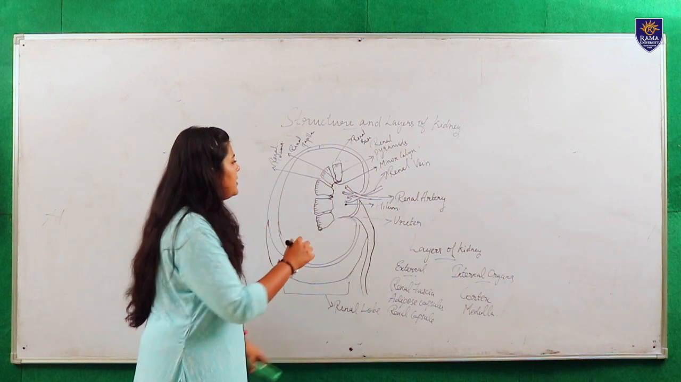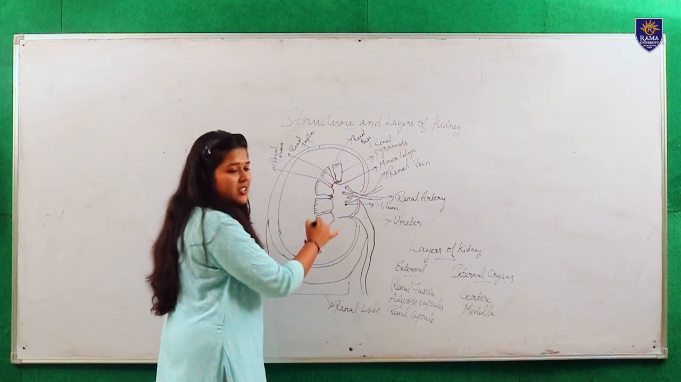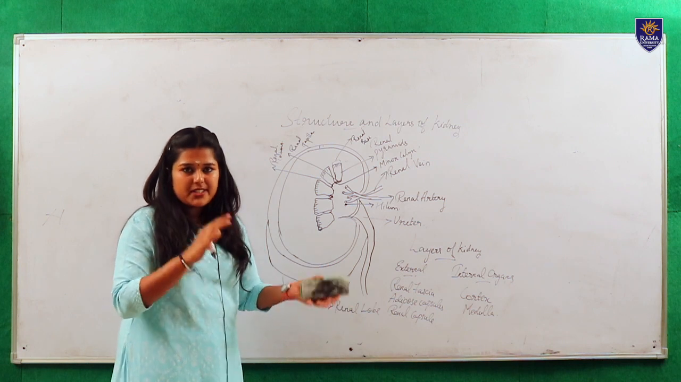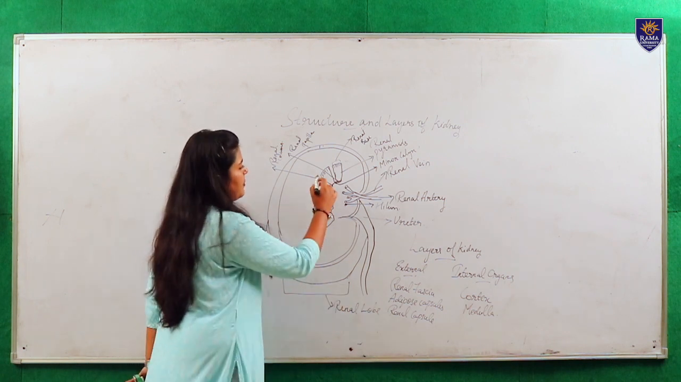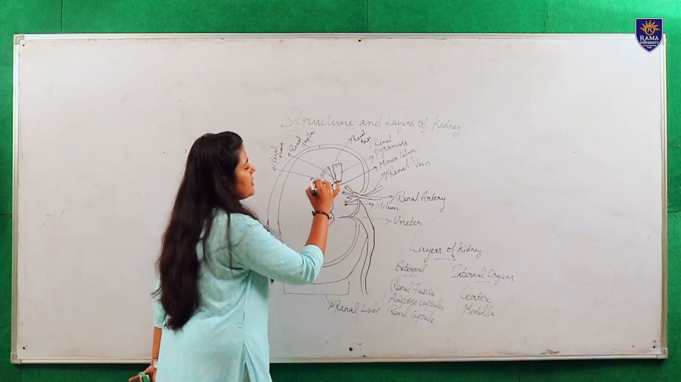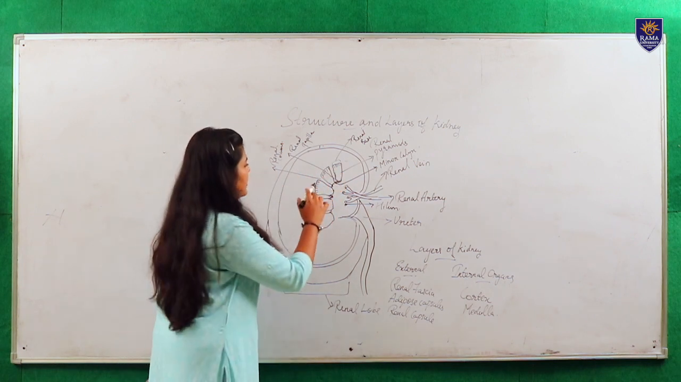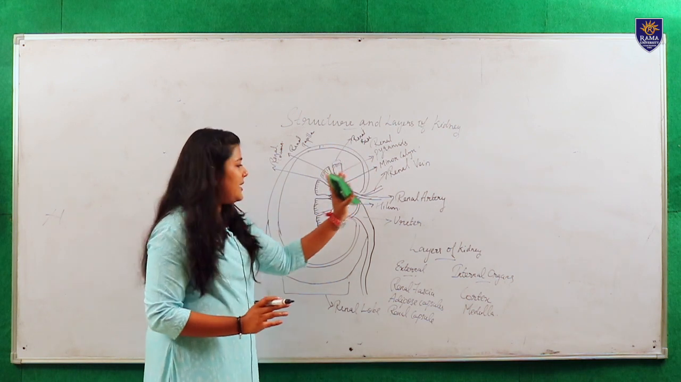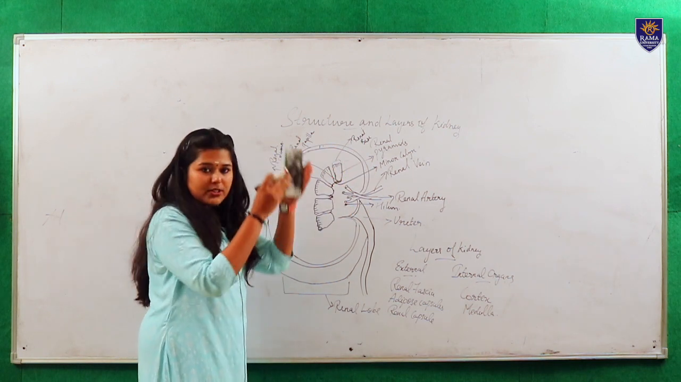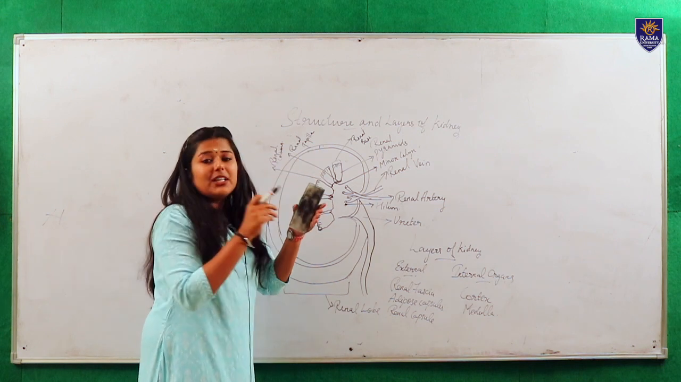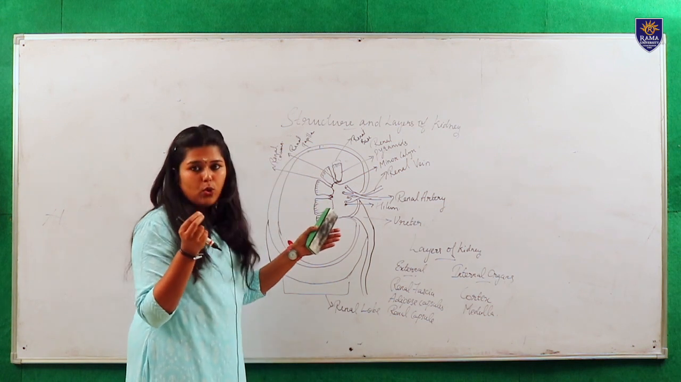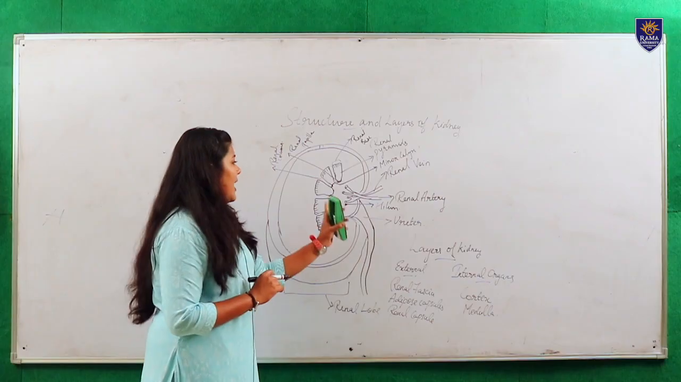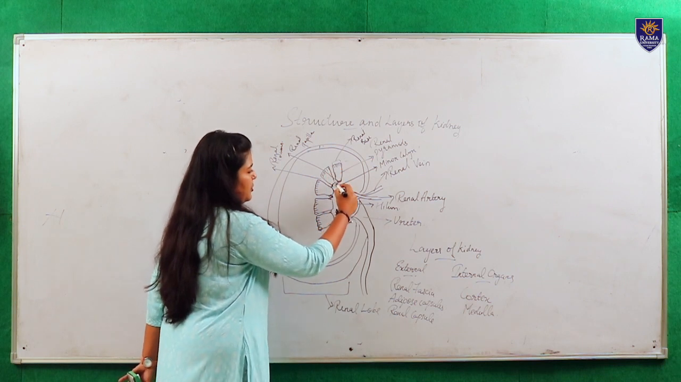And now next, these are called renal pyramids. This is the place where the process of urine formation takes place in our body. And in this pyramid, the upper part is a little bit wider, and this part is called the renal base. And the lower part, as it goes down deep, becomes a bit narrow, and this portion is called the renal papilla.